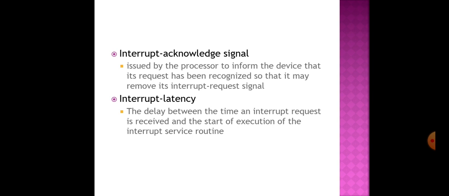The two terms related to interrupts are interrupt acknowledge signal and interrupt latency. Interrupt acknowledge signal is issued by the processor. Suppose a device raised an interrupt request and the processor accepted it and started executing the corresponding interrupt service routine. So the processor must inform the requesting device that its request has been recognized, and the device must remove the request signal. The signal which is used for this purpose is called the interrupt acknowledge signal. Then interrupt latency is the delay between the time an interrupt request is received and the start of execution of the interrupt service routine.